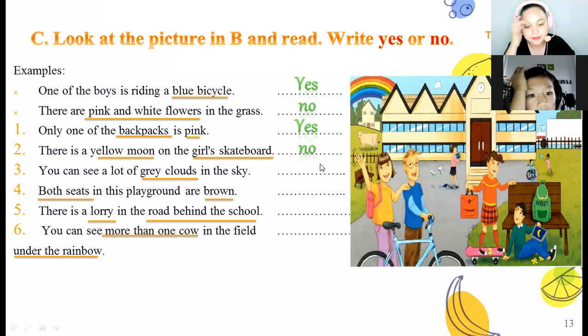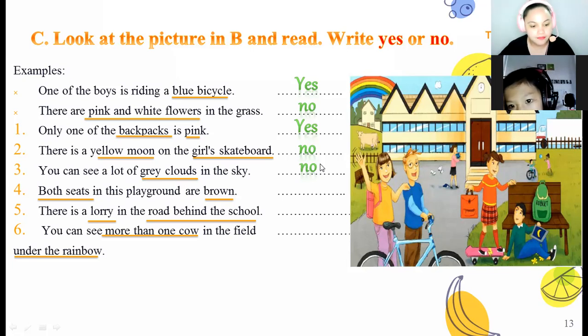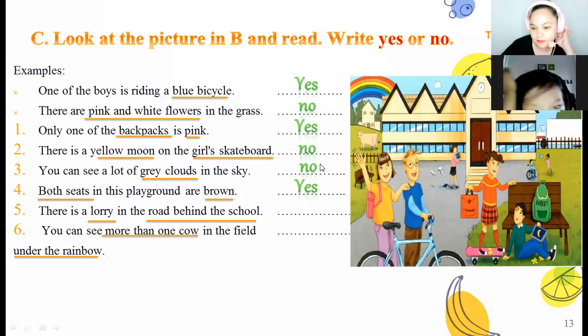How about number three? You can see a lot of gray clouds in the sky. No. Okay, no, it's because they are white. White. Good job. How about number four? Most things in this playground are brown. Yes. Number five. There is a lorry on the road behind the school. Lorry? Lorry means truck. Is there a truck on the road behind the school? Can you see a truck? Yes, of course.